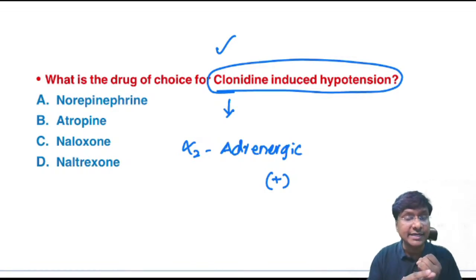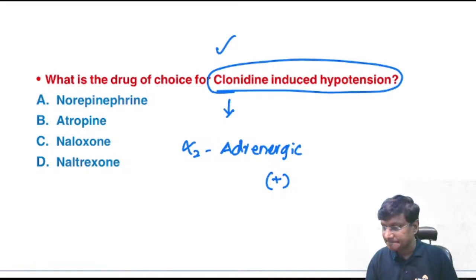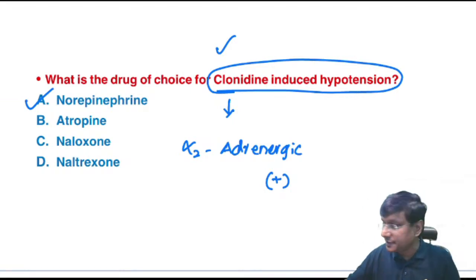And the other features like meiosis. Now the point is, for this hypotension caused by clonidine, what is the drug that is preferred? Very good. So the correct answer is, what are all your alpha 2 adrenergic agonists?